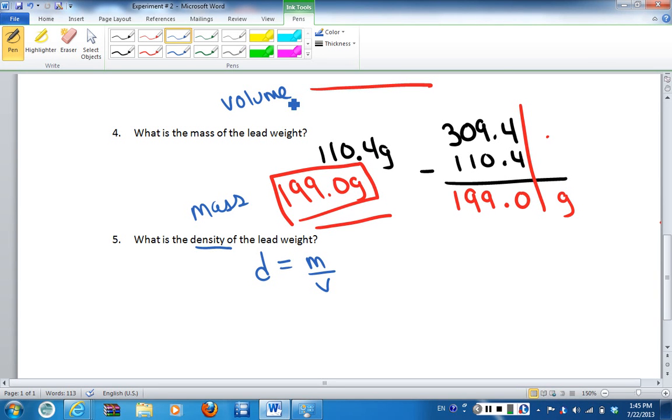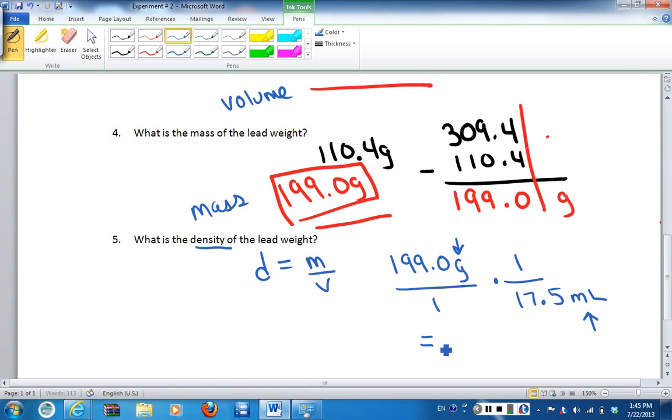So we have our mass at 199.0 grams. Okay, and I am going to divide by the volume. So since I'm dividing, I'm just simply going to flip that volume upside down. So I would have 1 over 17.5 milliliters. Okay, and as you can see, we go through our units, grams over mL. That's exactly a unit of density. It's a mass over volume unit. Okay, and none of them cancel out, so after we do this calculation, we end up getting 11.4 grams per milliliter. So this is the density of our lead weight.